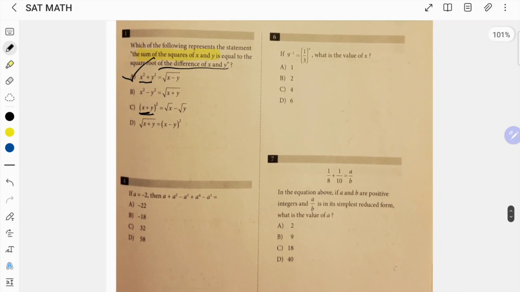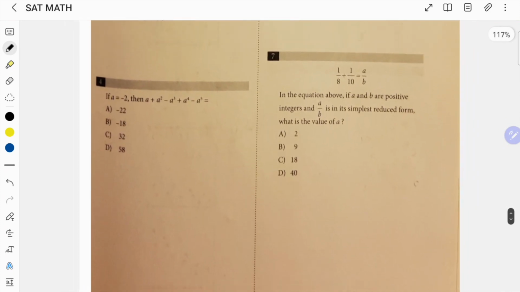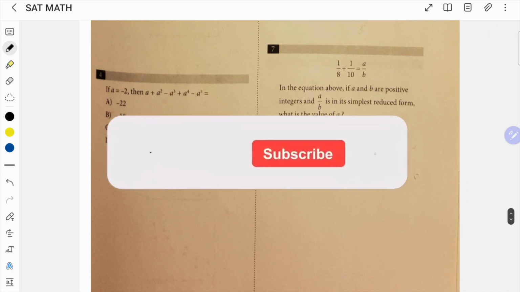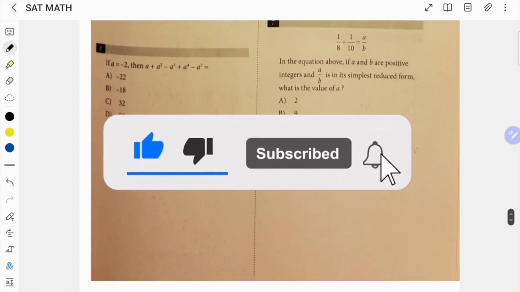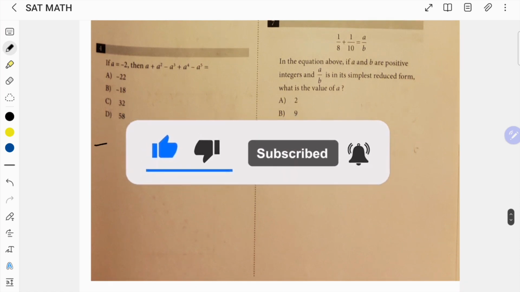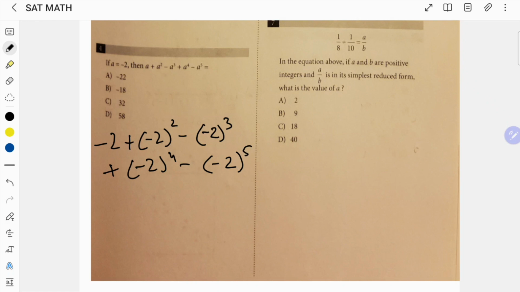Alright, moving on to the next question. If a is minus 2, then what is a plus a squared minus a cubed plus a to the power 4 minus a to the power 5? Alright, so we can write this as minus 2 plus minus 2 squared minus of minus 2 cubed plus minus 2 to the power 4 minus minus 2 to the power 5.